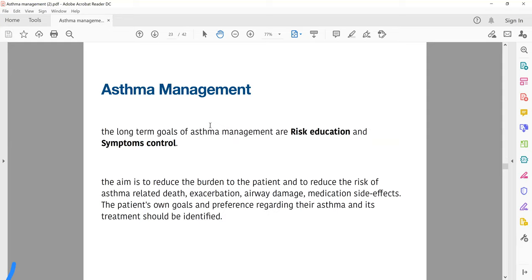So in asthma management, there are two goals: risk reduction and symptom control, and it's done by an asthma action plan. We'll see it. The aim of management is to reduce the burden on the patient. And as we said, the patient is an important part of this management. The patient's own goals and preferences regarding their asthma should be taken into consideration.